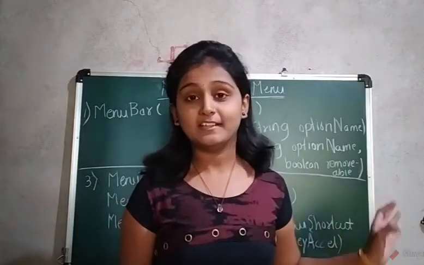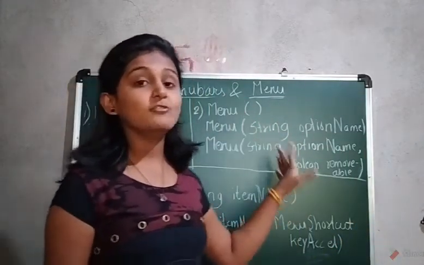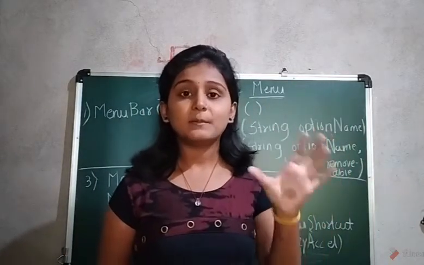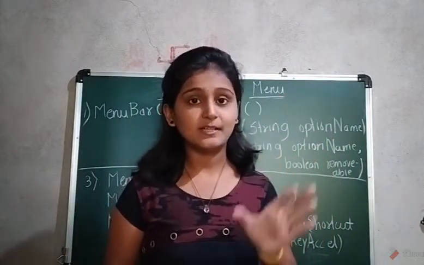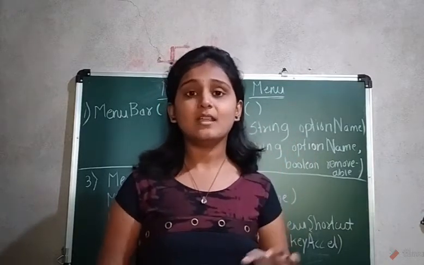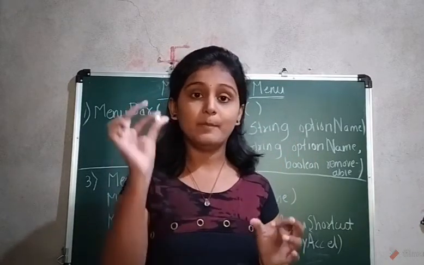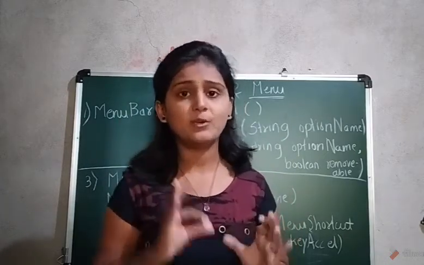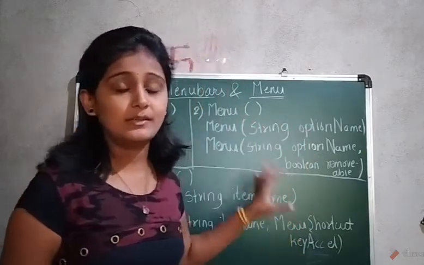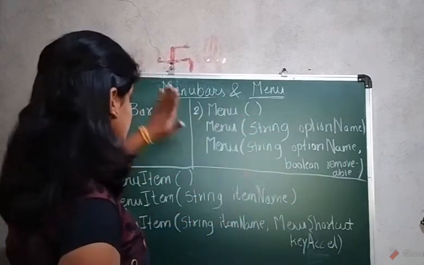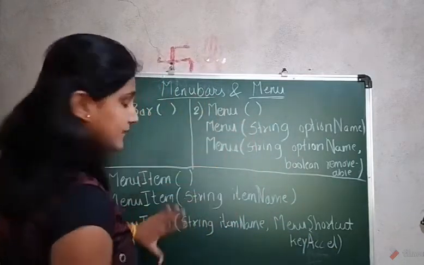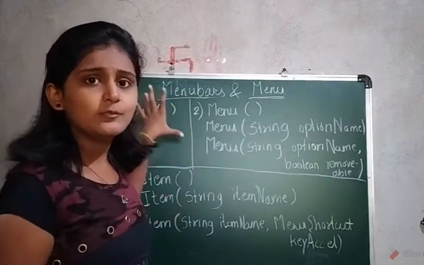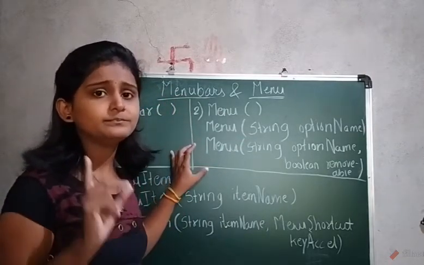So now we will turn towards the constructors. As I told, first we have to create a menu bar, and for that purpose we first have to create its instance, right? Then the menu bar can contain a number of menus, and the menus can have a list of menu items. So first we will see the constructors, and for that we create the instance of the menu bar, then the menu, and then the menu item. For creating a menu bar, it is a default constructor and it has only one constructor.